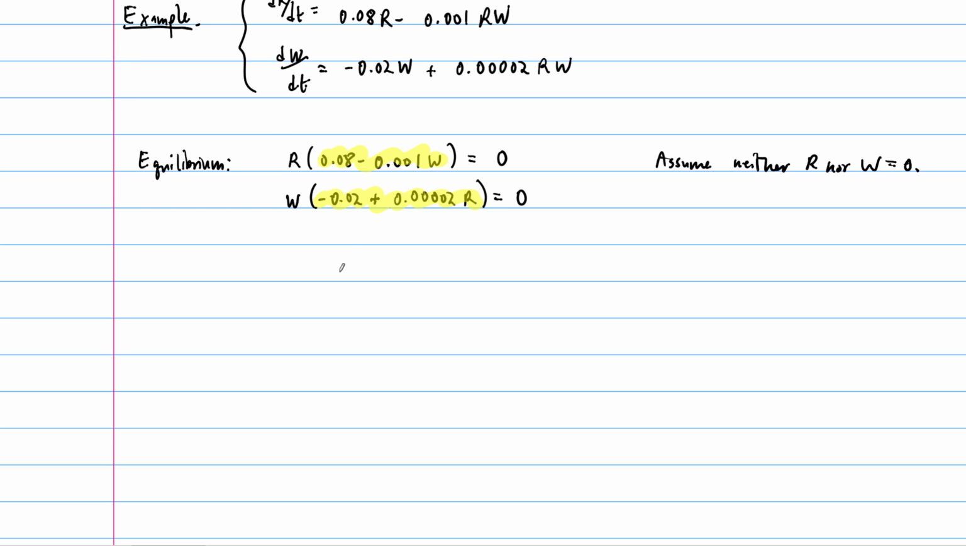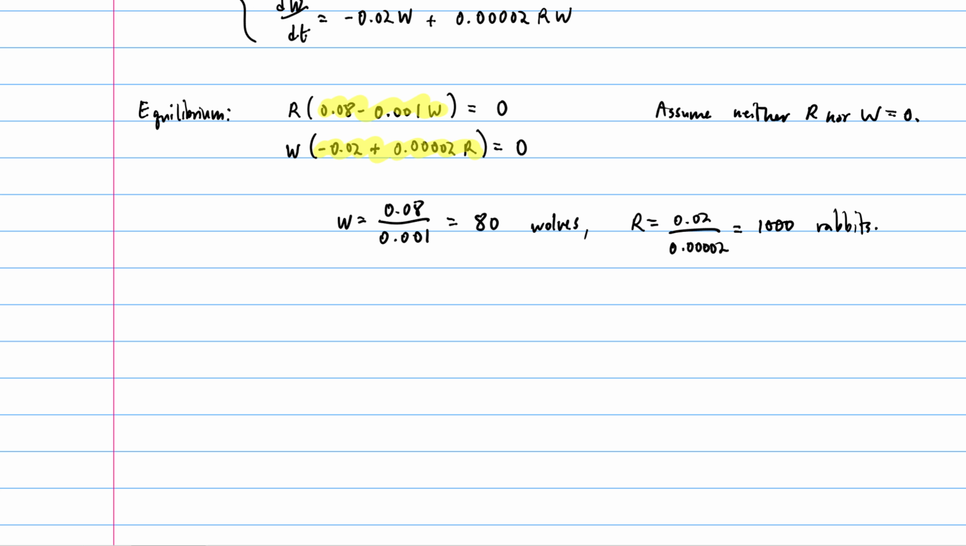So the first one says that w should equal 0.08 over 0.001, and this is going to be 80. Just move the decimals around. Okay, so there's 80 wolves, and that's a whole number, so that's good. And the second one is going to say r should equal 0.02 divided by 0.00002, and moving the decimals here gives you 1,000 rabbits. So these are the equilibrium solutions. If you have 80 wolves and 1,000 rabbits, then your system's in equilibrium.